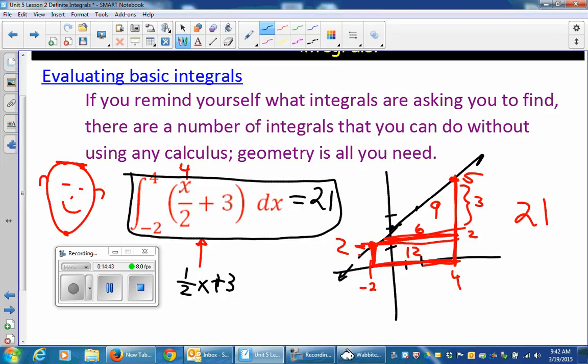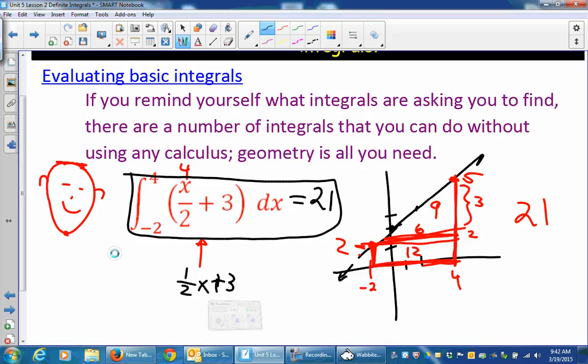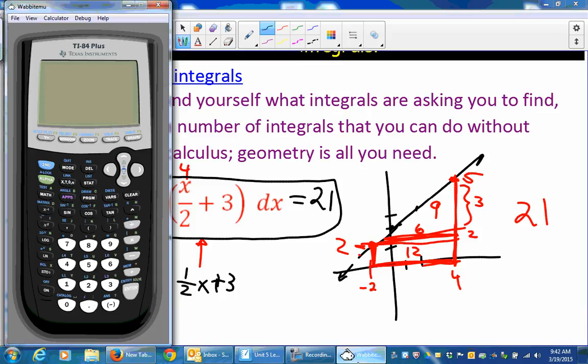Why don't you just use fnInt? Yes. You absolutely can. Edgar asked me earlier, am I correct in my answer? I said you can check. Just use fnInt. You can plug this in and you can check. We just went through this.